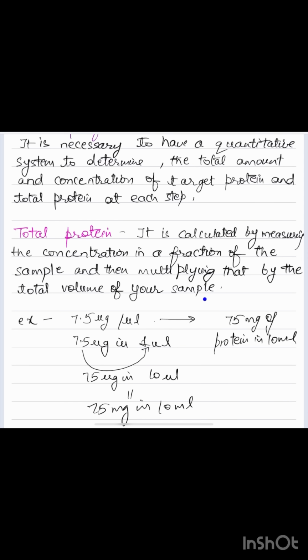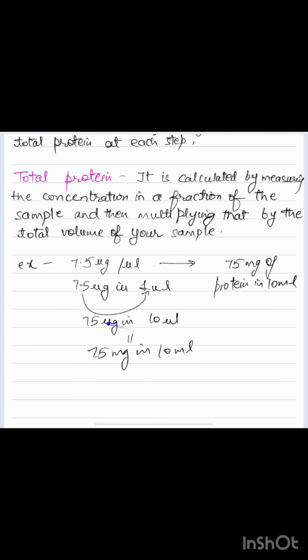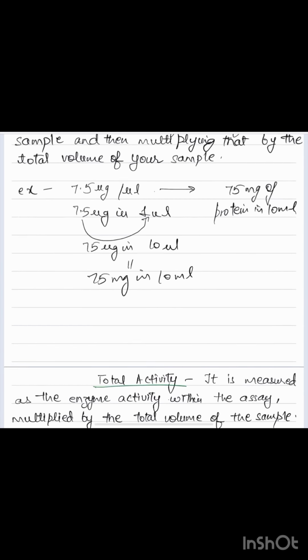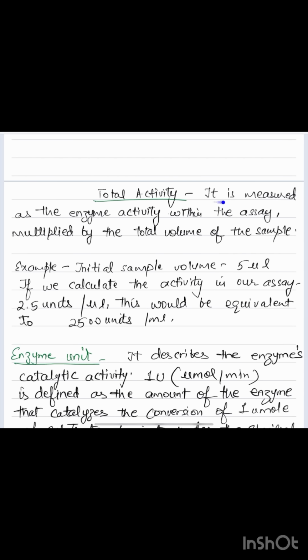Let's say we have 7.5 microgram per microliter of protein with us. That means that we have 7.5 microgram in 1 microliter of solution. That is 75 microgram in 10 microliter, which is equivalent to 75 milligrams in 10 ml. So we can say that we have 75 milligrams of protein in 10 ml.